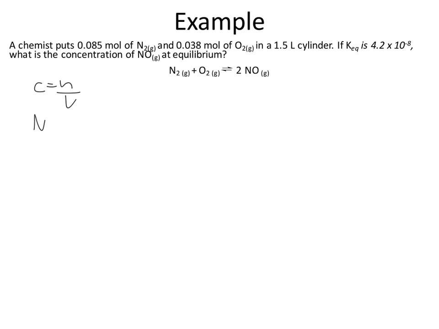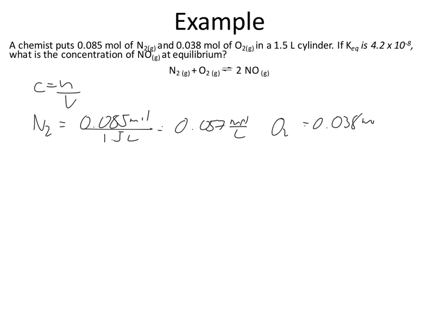So in this case for N2, this is going to be 0.085 mole divided by 1.5 liter. And I get 0.057 mole per liter. Same thing let's do for O2. O2 I have 0.038 mole divided by 1.5 liter, and I get 0.025 mole per liter. Okay, so we have concentrations for our initials. Let's do our ice table here.